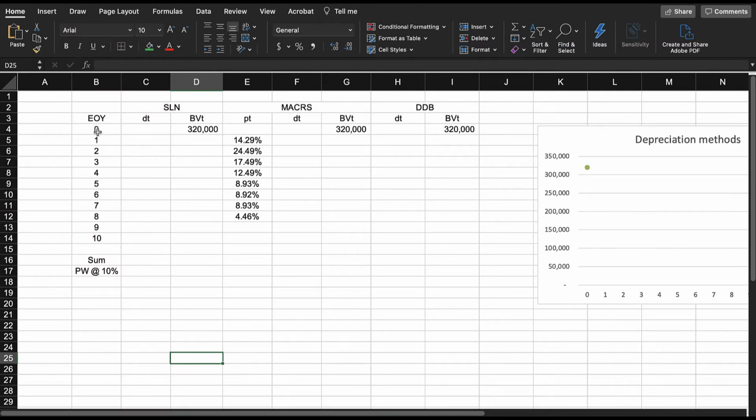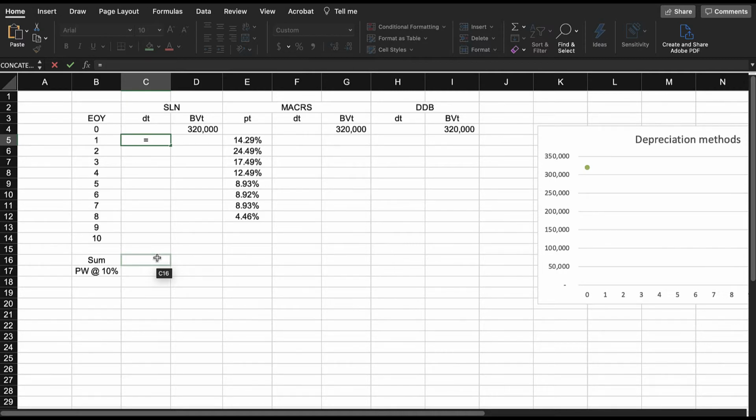Here we're looking at 10 years. These are end of year cash flows that you can see here. And for the straight line method, I'm going to calculate the depreciation deduction as well as the book value for each year. As you know, the straight line method is depreciating the asset using equal amounts over the life. Life is 10 years, and the cost basis is $320,000. So for each year, the amount of deduction is $320,000 divided by 10 years, which is $32,000.